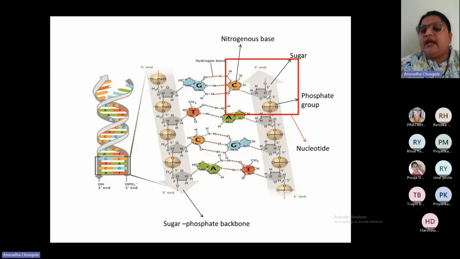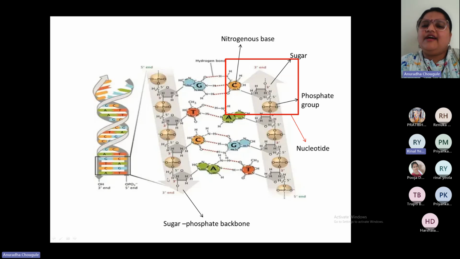From this structure, can anyone tell me what is the charge on DNA? Positive charge? Look at this structure, and if you observe, there are negative charges on it. Yes, negative charge.